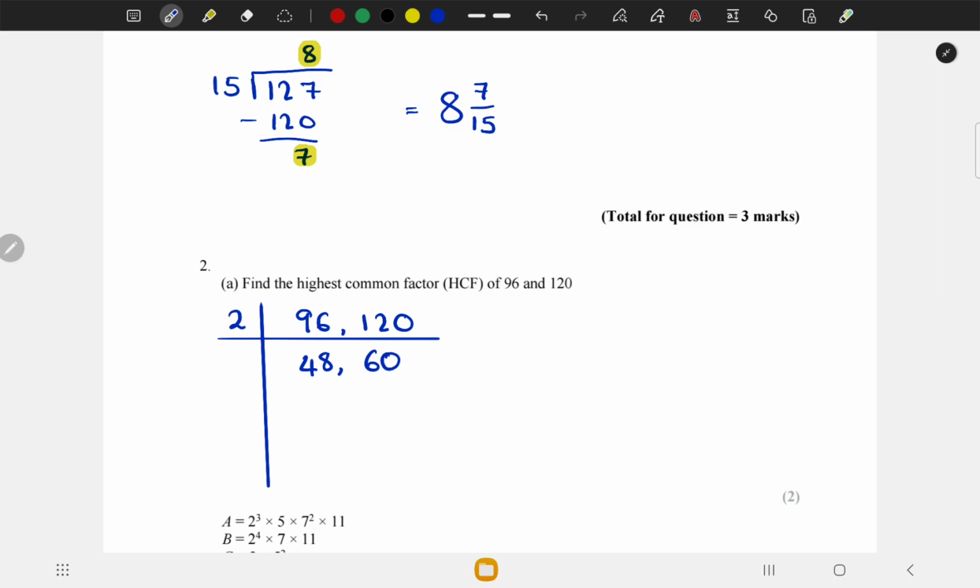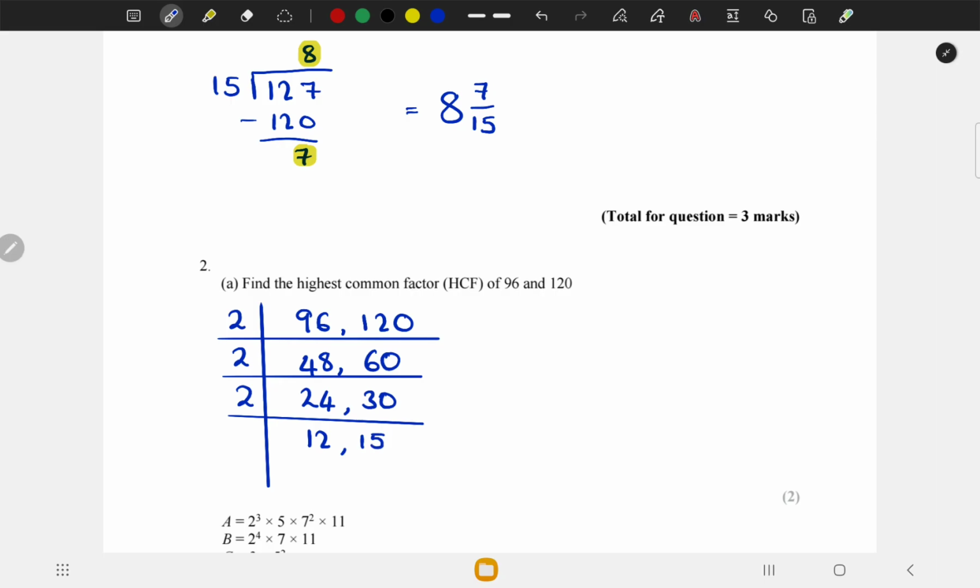Continue checking if there's anything else that's common between them, and again, I see that they are even numbers, so I can go ahead and divide by 2 one more time. When I do that, I'm going to be left with 24 and 30. We're not done yet. They're still even numbers, which means they're divisible by 2. And when I divide these by 2 now, I'm going to be getting 12 and 15.